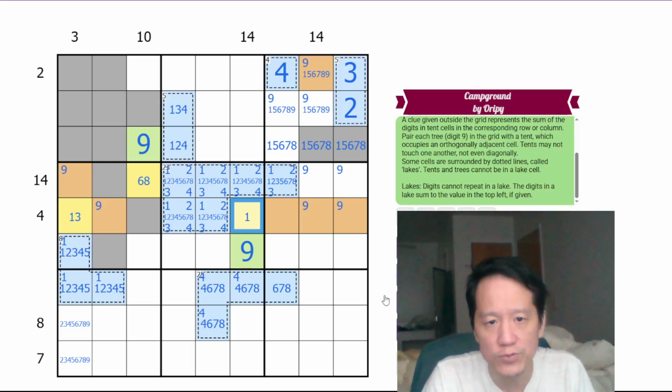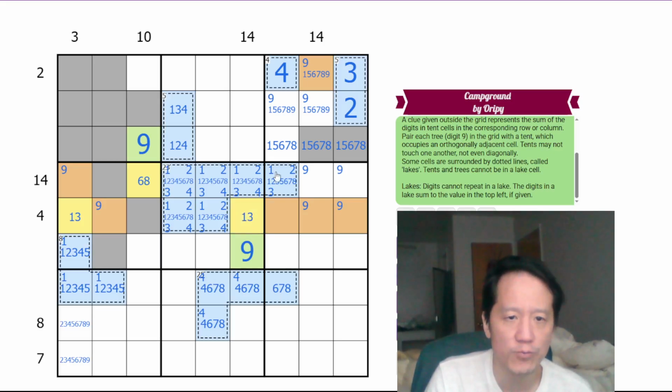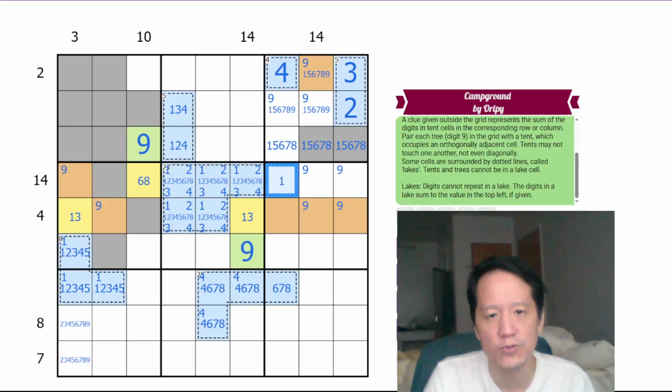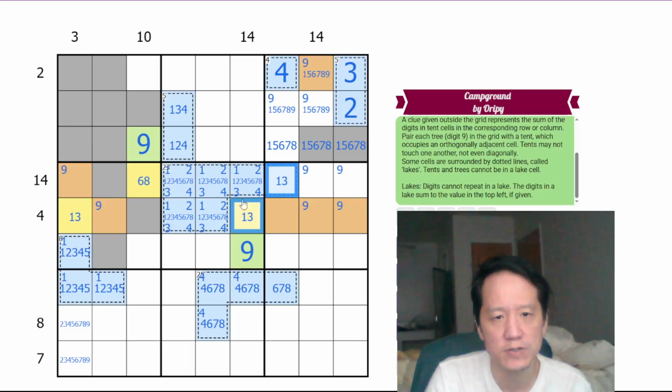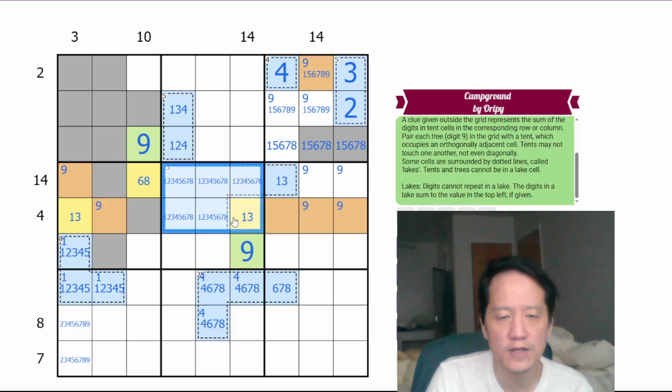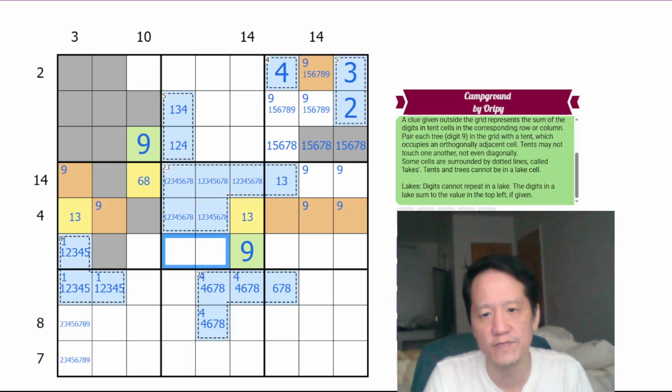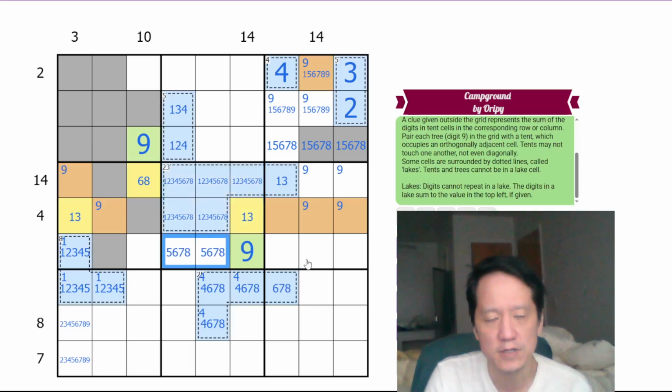This is 1 or 3. Since this is 1 or 3, and we need 1, 2, 3, and 4 in this cage, this digit then has to be the remaining 1 and 3. It has to be the same as this one. So the remaining digits here in these 6 cells must contain 1, 2, 3, and 4. So this has to be 5, 6, 7, or 8.